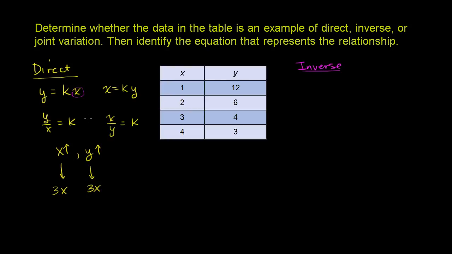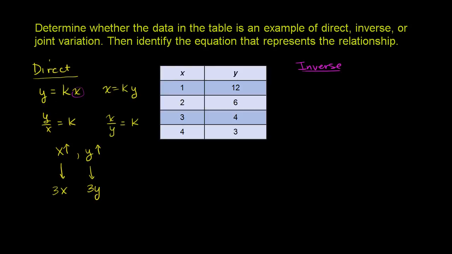And we can see that with some examples. You could pick a k. Let's say that k was 1. So if y is equal to x, if x goes from 1 to 3, then y is also going to go from 1 to 3. So that's all we're talking about here. If you triple x, you are also going to end up tripling y.